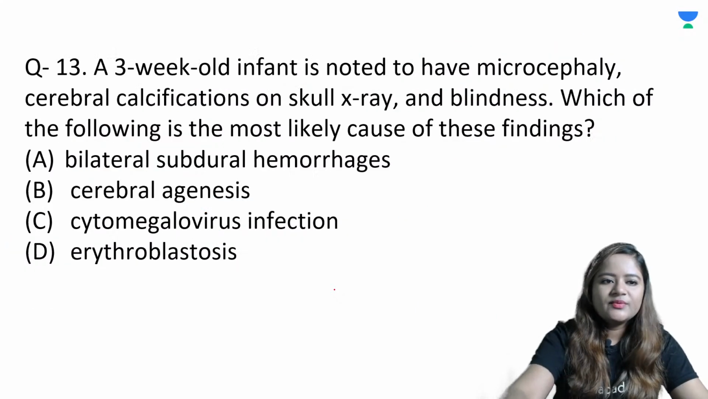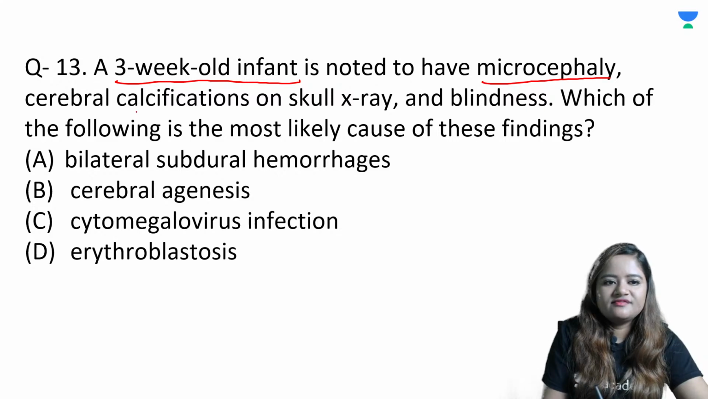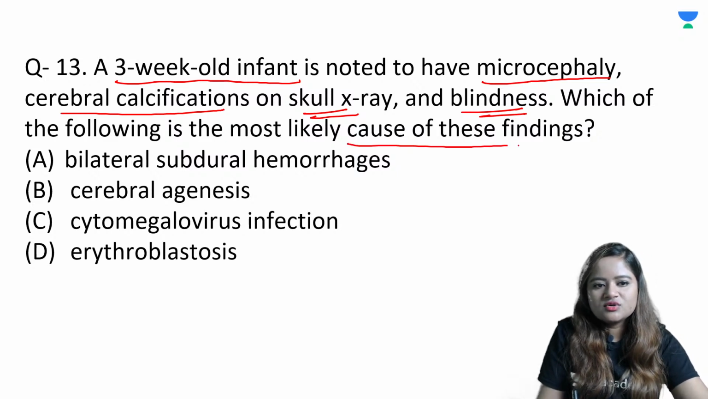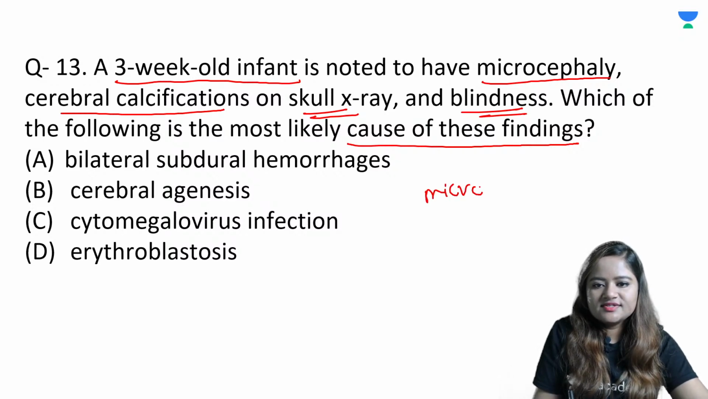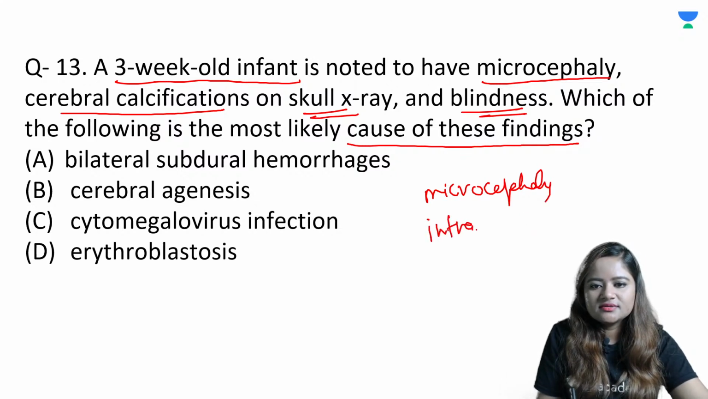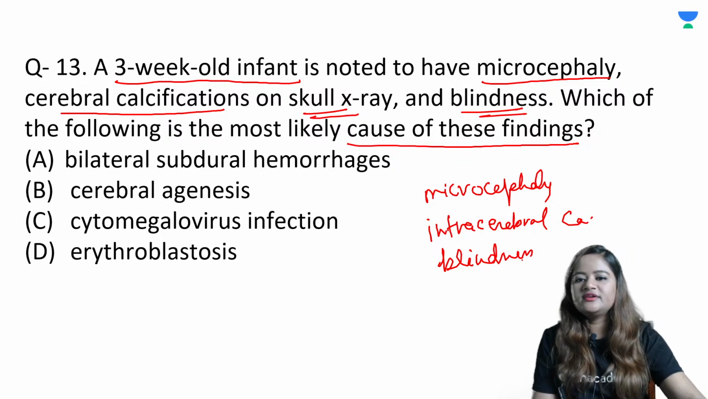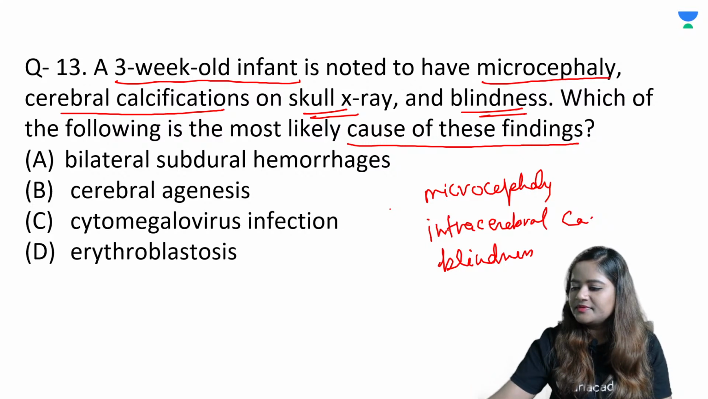Okay. Question number 30. There's a 3-week-old infant who is noted to have microcephaly, cerebral calcifications on the skull X-ray, and also blindness. Which of the following is the most likely cause of these findings? So, in which infection can you see microcephaly, intracerebral calcifications, and blindness? So, all the nerve disorders accompanied by calcification in the brain are seen in which condition? Very simple question.